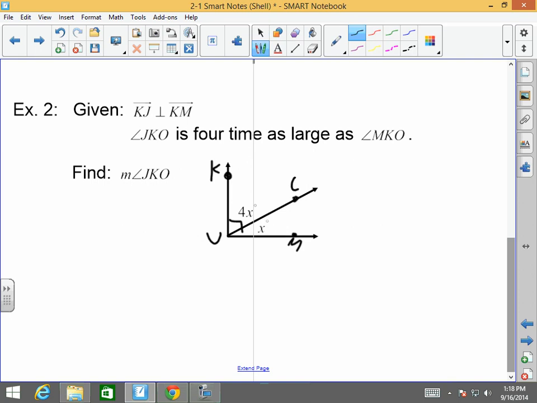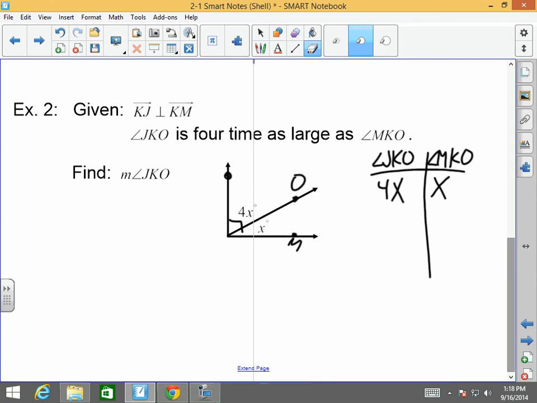This would be angle O. I apologize. If I didn't give it to you, label, make a table. Angle JKO, angle MKO. JKO is 4 times as large as MKO. What do I know nothing about? MKO, which I can call X. And JKO is 4 times MKO, so that's 4X. You had a question, my brother? This is K. Yeah, okay, hold on. J and K. Thank you. Okay?